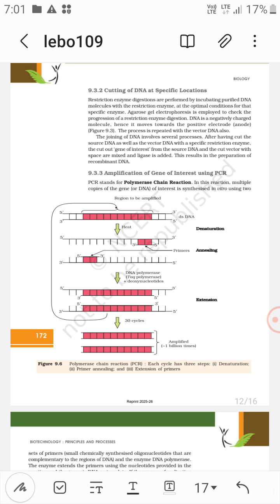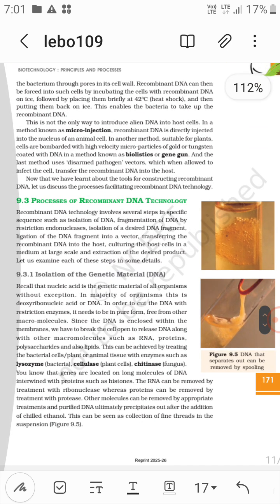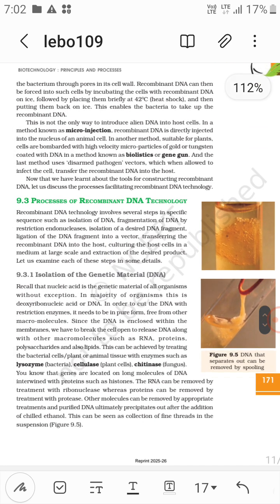biotechnological principles and processes. So the process of recombinant DNA technology involves several steps in specific sequence such as isolation of DNA, fragmentation of DNA by restriction endonuclease, then isolation of a desired DNA fragment, then ligation of DNA fragment into a vector, transferring the recombinant DNA into the host, then culturing the host cells in a medium at large scale, and then the extraction of the desired product.